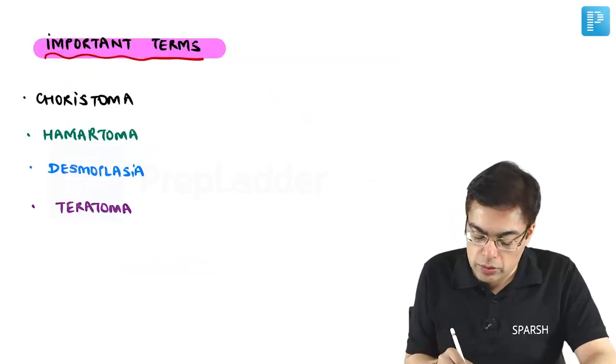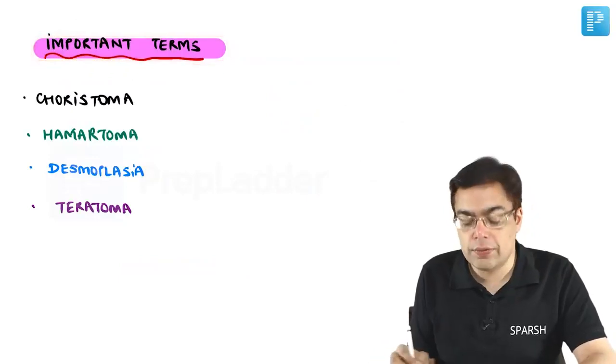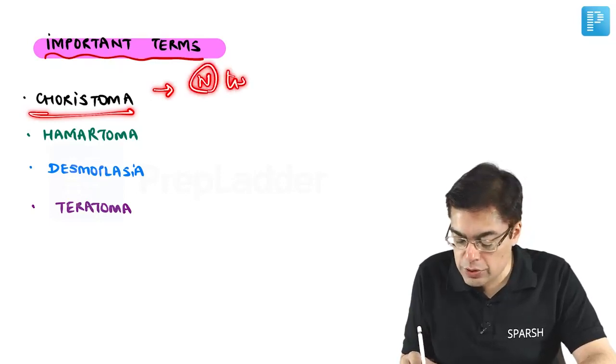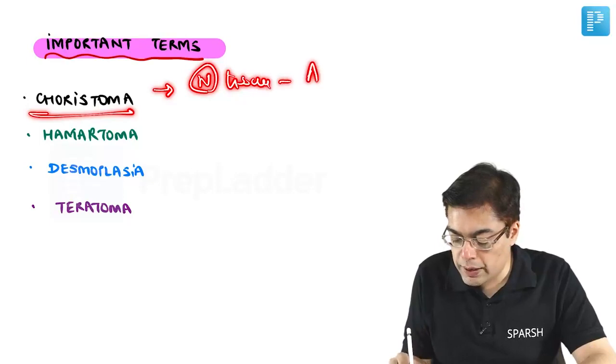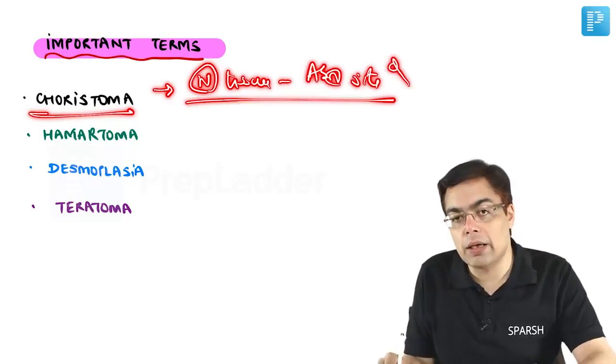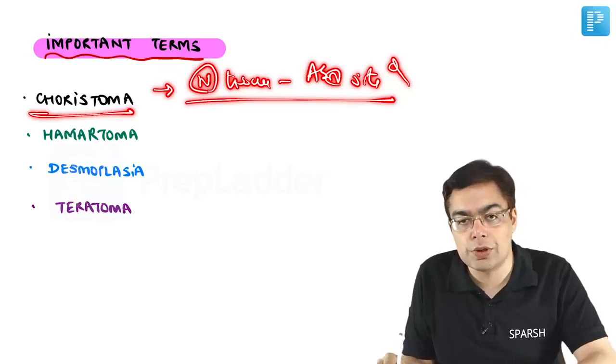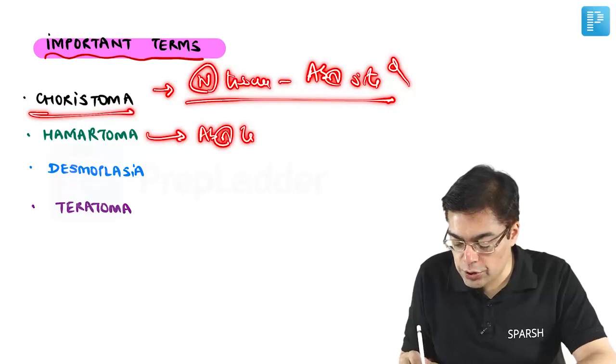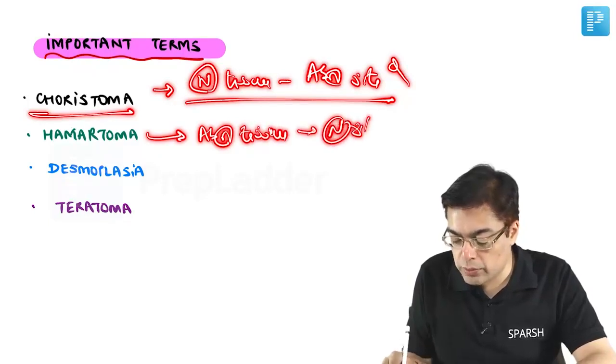Now, talking about some of the important terms which are commonly asked in the exams: choristoma. Choristoma is given the name of ectopic rest of normal tissue. So when you have a normal tissue present at an abnormal site, that is an ectopic site, that is given the name of a choristoma. When you're talking about hamartoma, hamartoma is an abnormally differentiated tissue, but that is going to be present at the normal site.